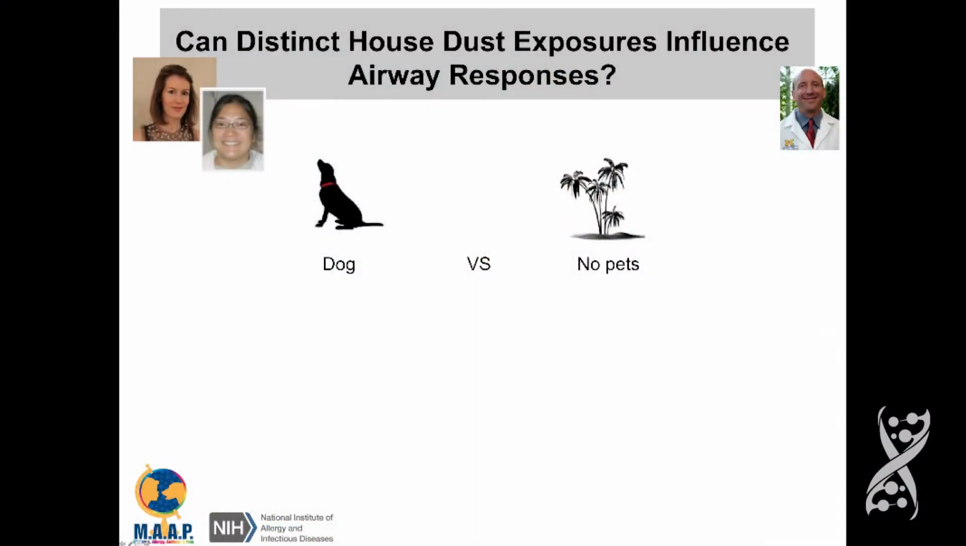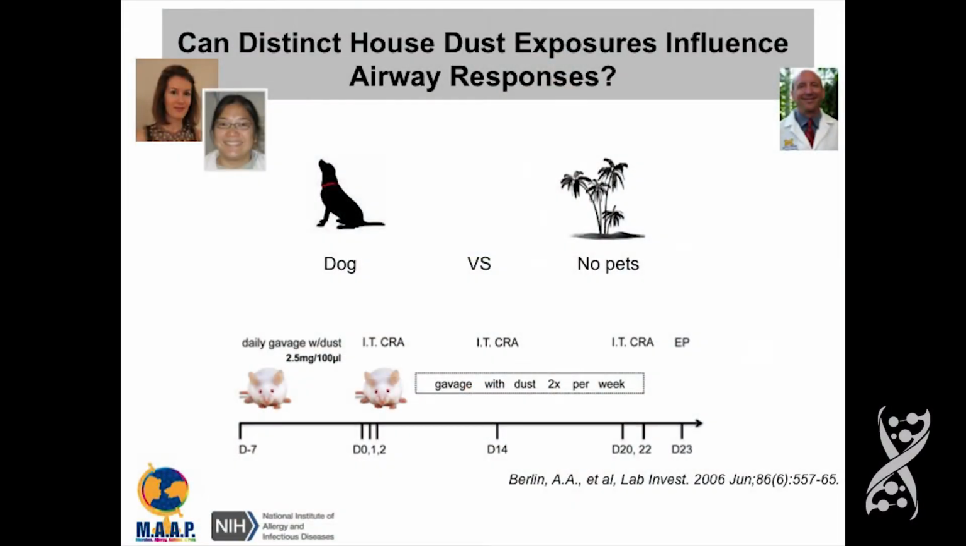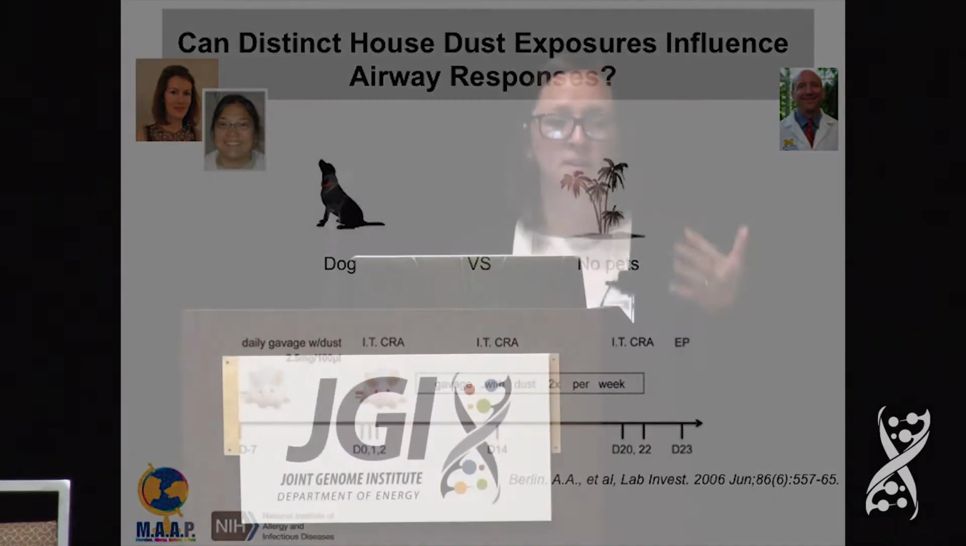And what we did was we took house dust from the extremes of microbial exposure, from homes with dogs present or no pets present. And our institutional review board won't let us feed babies dust. Don't know why. So we turned to mice. We thought that would be a better model to try and prove our hypothesis. And so we set up a kind of unconventional model, but nonetheless one that was trying to recapitulate the environmental exposures that children would encounter in these homes.